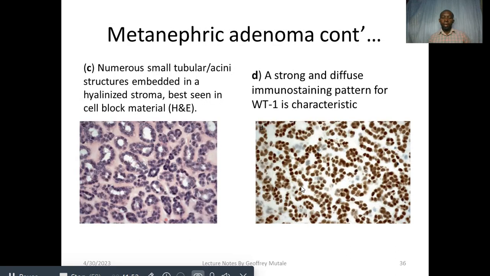We also have another illustration here of MA, the metanephric adenoma, and in image C we can appreciate the numerous small tubular acinar structures embedded in hyalinized stroma, best seen in cell block material under H&E in histology. So we can really appreciate the acinar arrangement in tubes. There are very many of them. And then we see a strong and diffuse immunostaining pattern for WT1, which is really characteristic of metanephric adenoma.